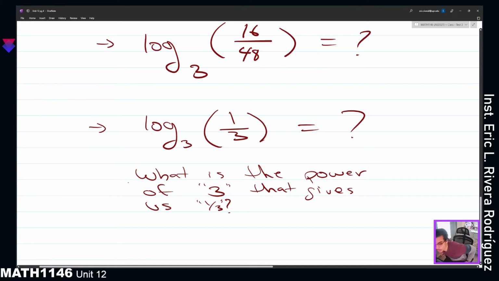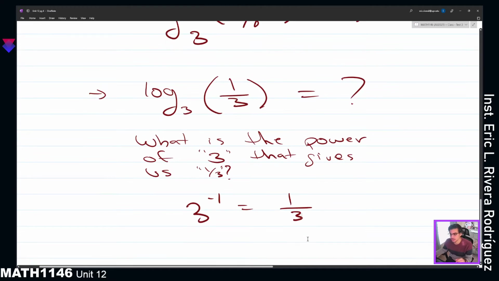Yes, it is -1. Why, Tristan? Because if we raise 3 to the -1, we just get the reciprocal of 3, which is 1/3. So the power of 3 that gives 1/3 is -1. So that goes here. That is what we are going to evaluate.